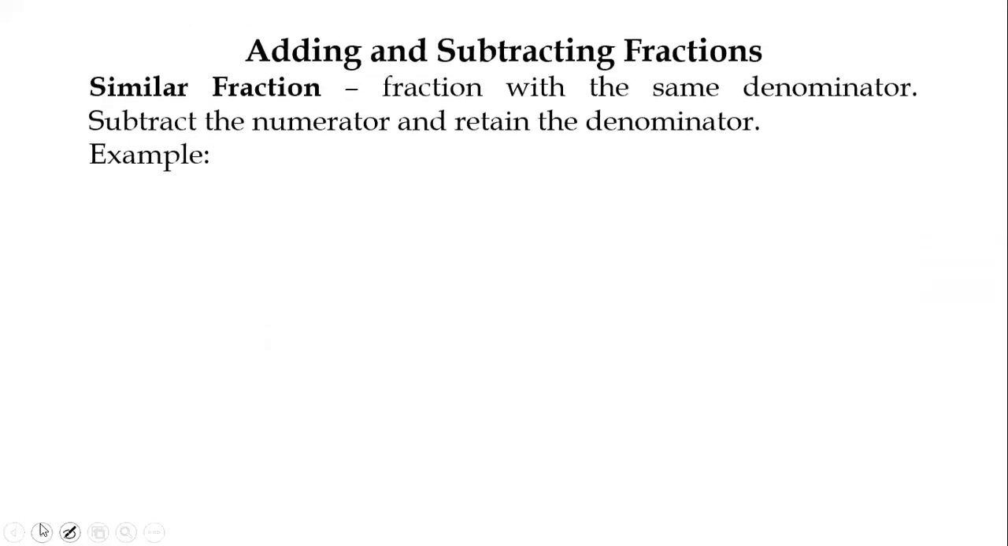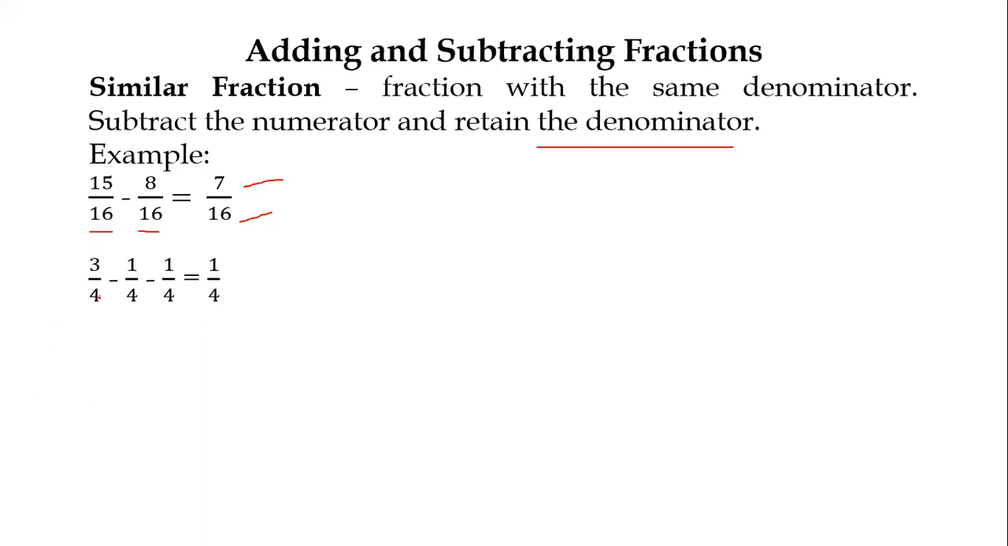Next, we go to subtraction, the subtraction of similar fractions. It is the same procedure: just subtract the numerators and retain the denominator. Let's take a look at the example here. As you can see, 15 over 16 less 8 over 16, similar denominators. So we subtract the numerators. 15 minus 8, that is 7, and then copy the denominator.